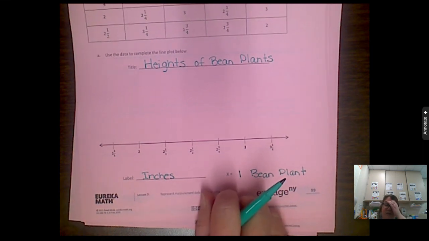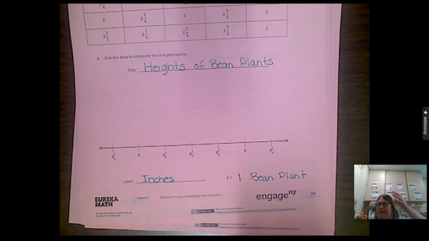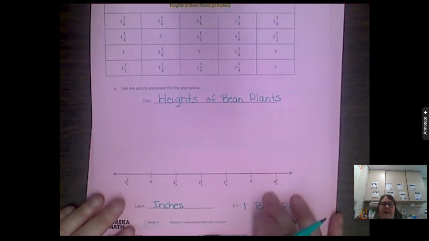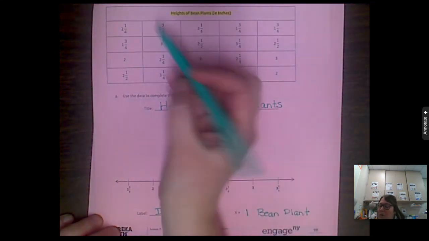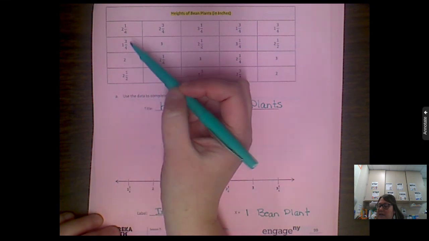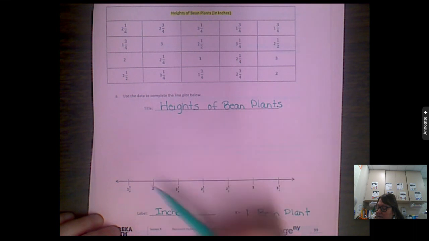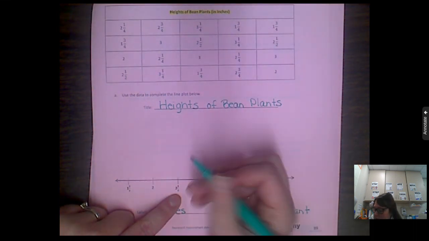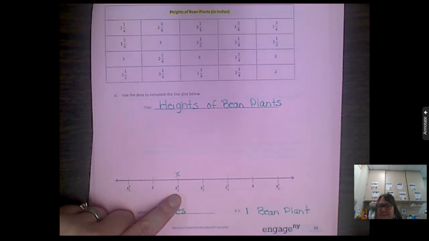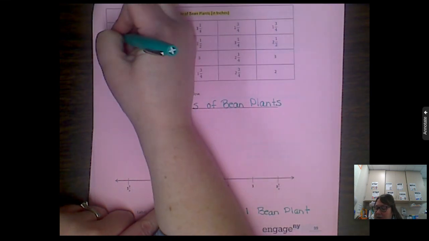Okay. So once we have that set up, the next part is really the fun part. Let me just make this a little bit higher. All right. So what we're going to do is take each measurement, and the first one is 2 1/4. So all I do is come down here and find 2 1/4, and then I put a little X. Okay. And then I'm going to cross that off.